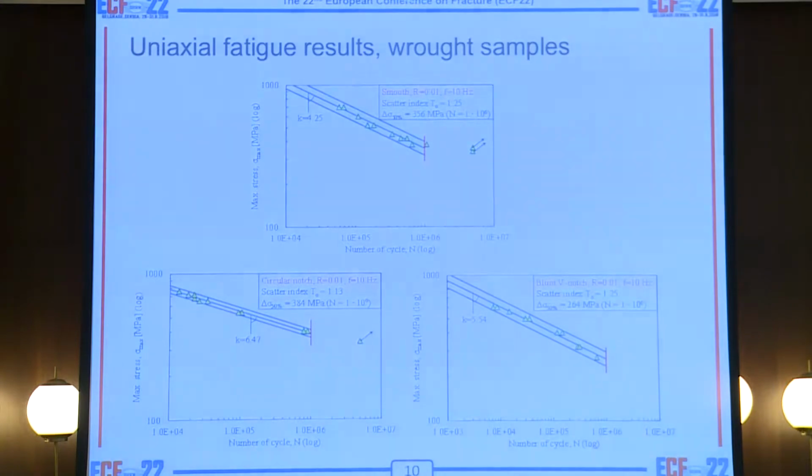Afterward, fatigue tests were conducted on cast specimens. Here you can see the results for the smooth sample, semicircular sample, and blunt notch samples. As is usually expected, fatigue strength for the notched specimens was lower.